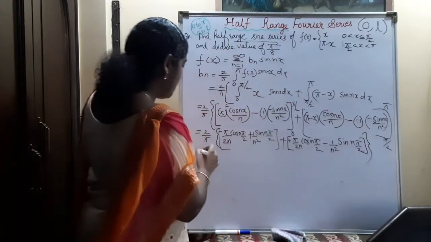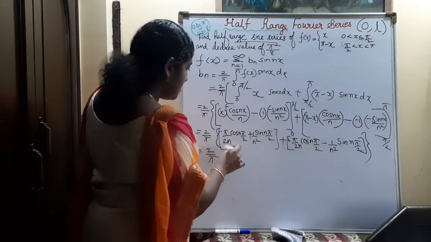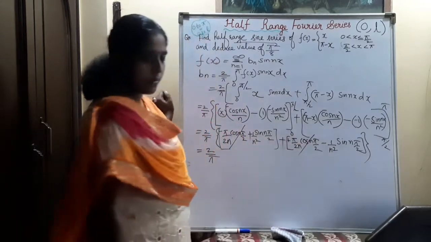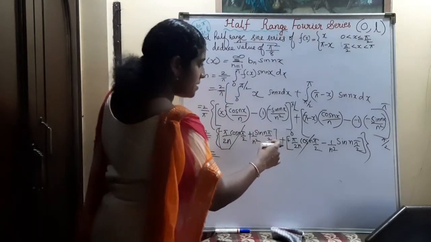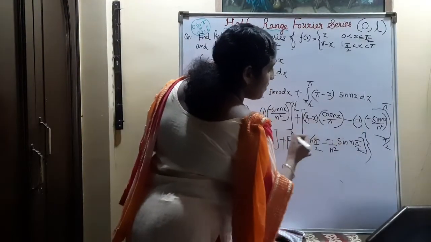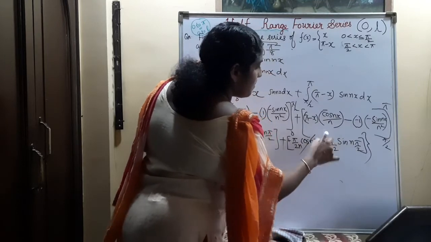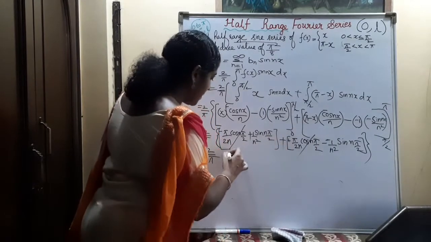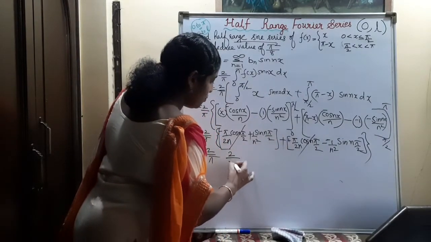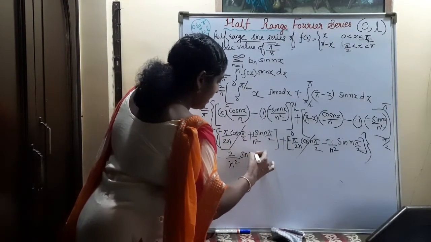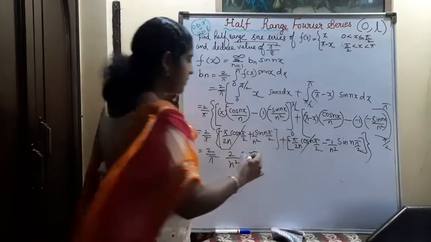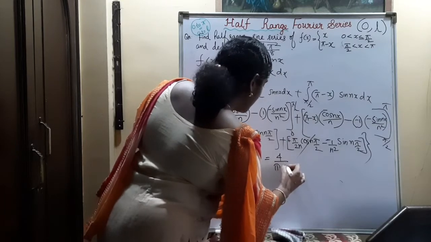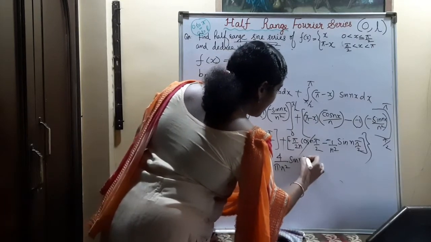Okay, so many terms will cancel here. See, this minus pi by 2 cos n pi by 2 and here plus pi by 2 cos n pi by 2 cancel, and here, applying the lower limit, one minus will come, so it is not minus, it is plus. So this 1 by n square sine n pi by 2 and 1 by n square sine n pi by 2, that is we are getting 2 by n square sine n pi by 2. So what we are getting here is 4 by pi n square sine n pi by 2.